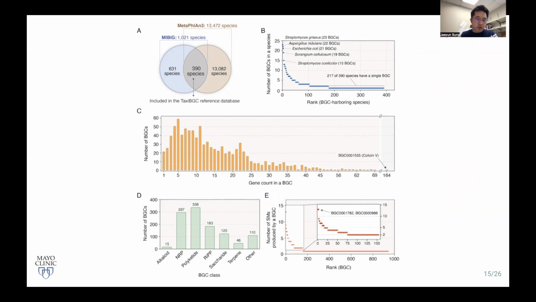And finally, we show the BGCs rank ordered by how many secondary metabolites they make in descending order. These two BGCs here can make up to 13 metabolites, while the majority of BGCs, as you can see, make only one secondary metabolite.